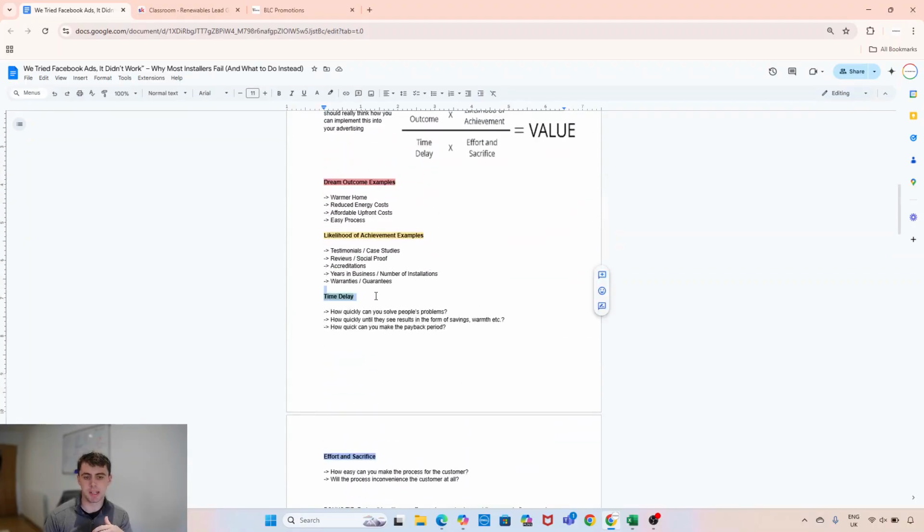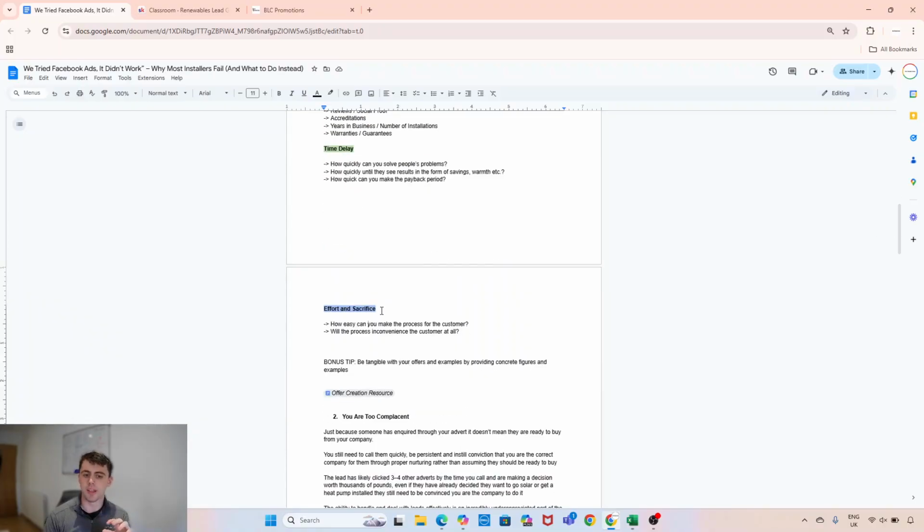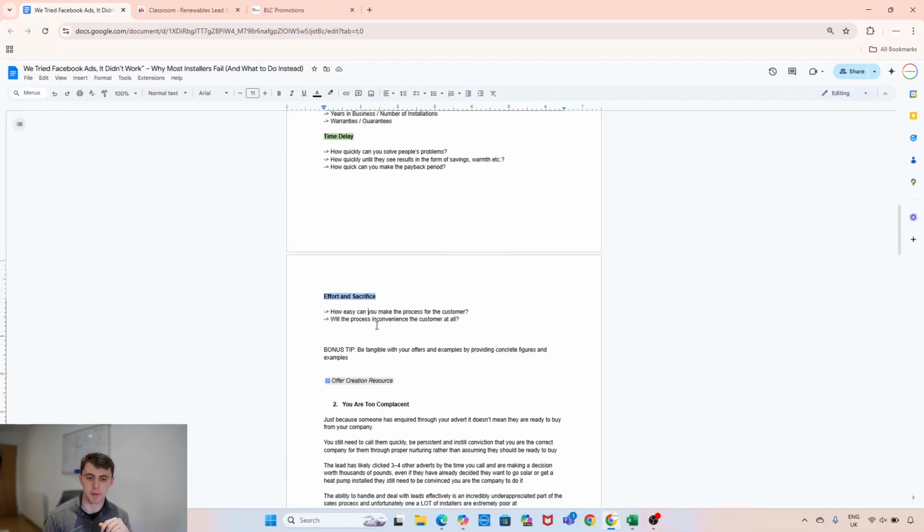Thirdly is time delay. Essentially, how quickly can you solve their problems? How quickly can they see results? How quickly can they see savings? You really need to start thinking about speeding up the tangible results that you get for customers. And then the 4th is the effort and sacrifice from the customer. In short, that is how easy can you make the process for the customer.